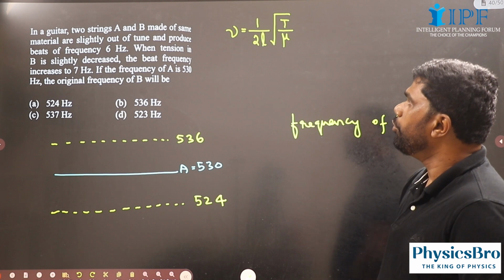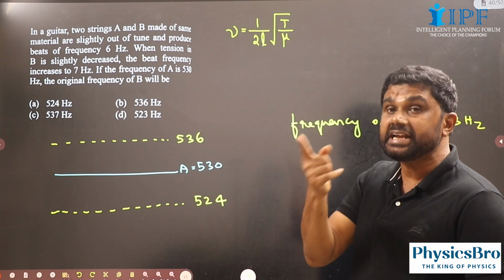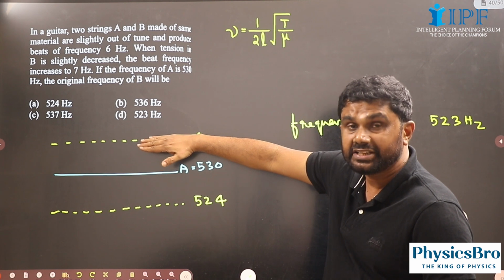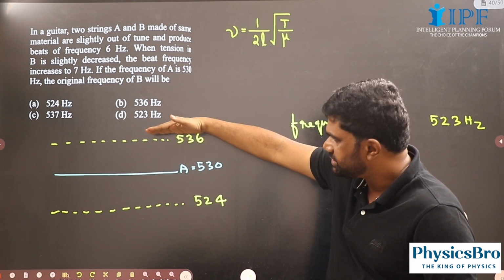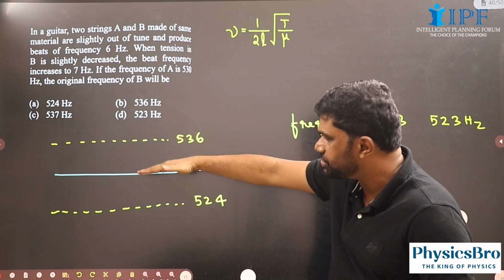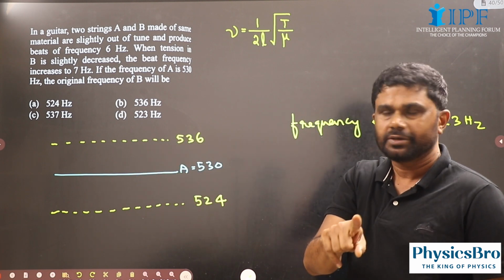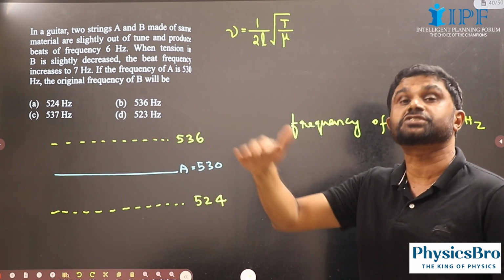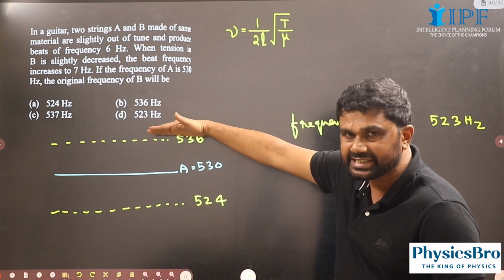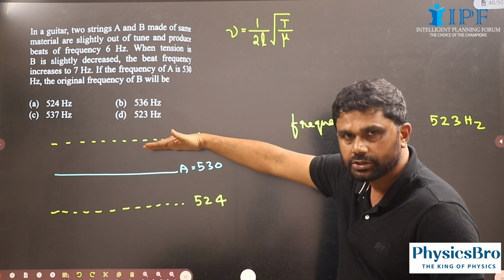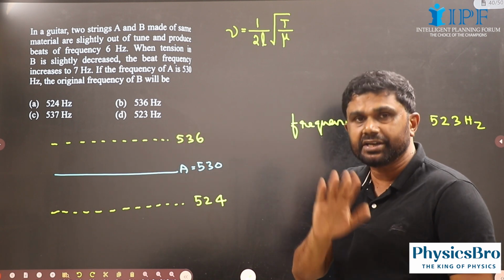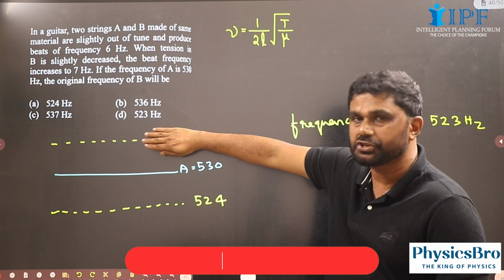Now when the tension in B is slightly decreased, suppose this is the frequency of B. When the tension is reduced, the frequency will decrease. Then the difference between these two will get reduced. But here it is actually increased from 6 to 7. If this is the frequency of B and its tension is reduced, it will come down, so the difference between these two will get reduced. But here it is actually increased. So this is not the frequency of B.